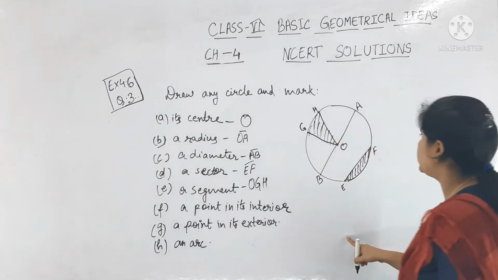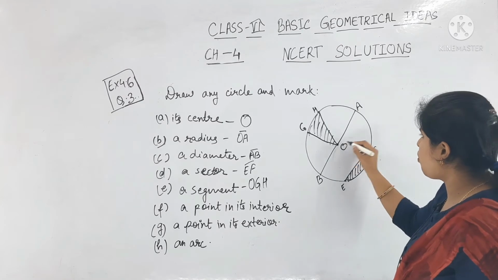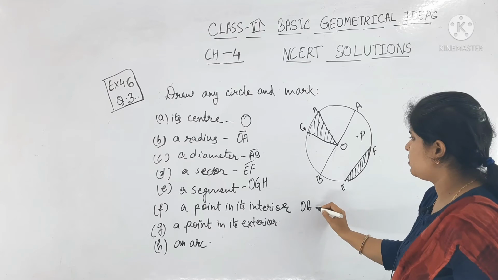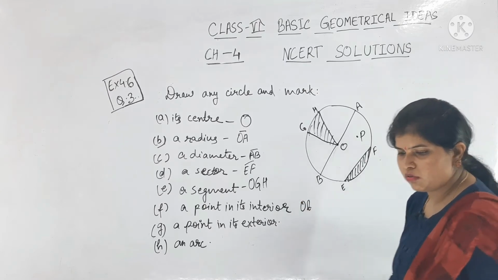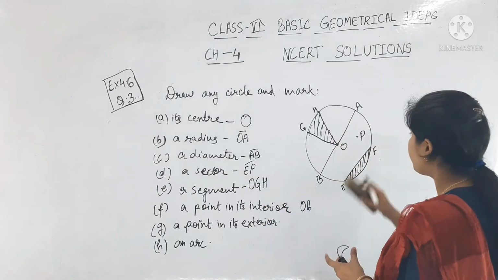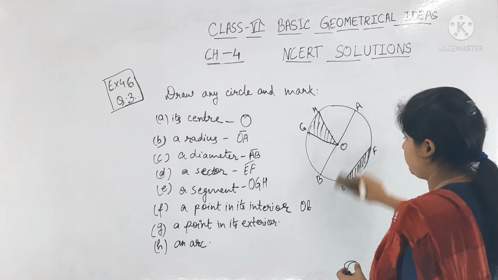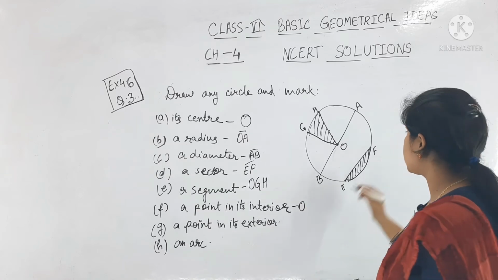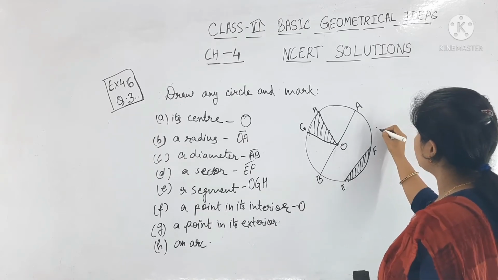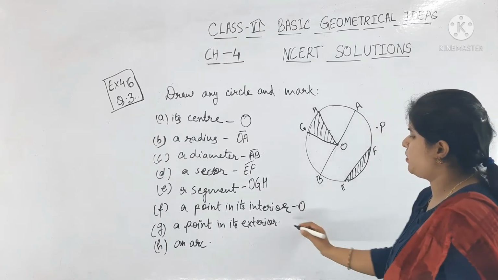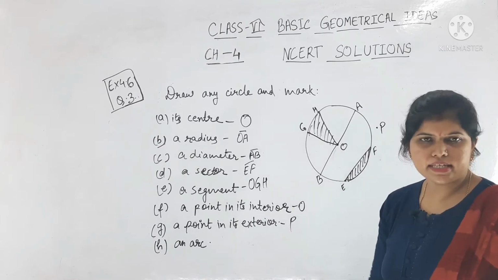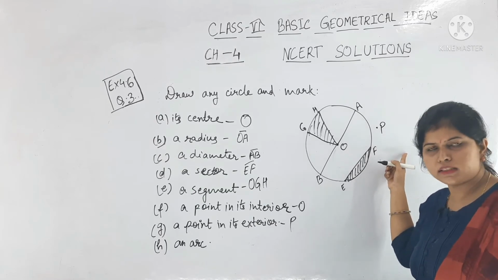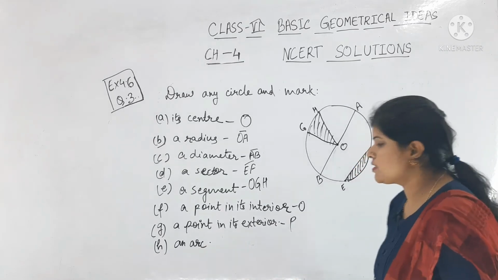A point in its interior, so the interior point is O, and I can take P also. It is not necessary because we have the point O in its interior. So O is in the interior. A point in its exterior, so I am taking P. Here P is an exterior point, outside the circle. Next, part H is an arc.